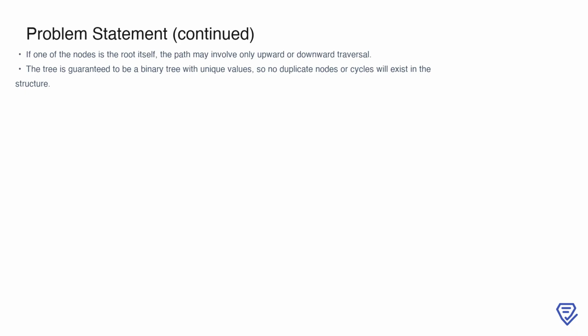Finally, let's discuss some constraints and edge cases. The binary tree can have up to 100,000 nodes, with all node values guaranteed to be unique. The start value and dest value will always be different, and the tree is always a valid binary tree with no duplicate nodes or cycles. Special scenarios to consider include when the start value or dest value is the root itself, which might result in a path involving only upward or downward traversal. Additionally, ensure that your solution accounts for traversals across both the left and right subtrees when the nodes are on opposite sides of the root.